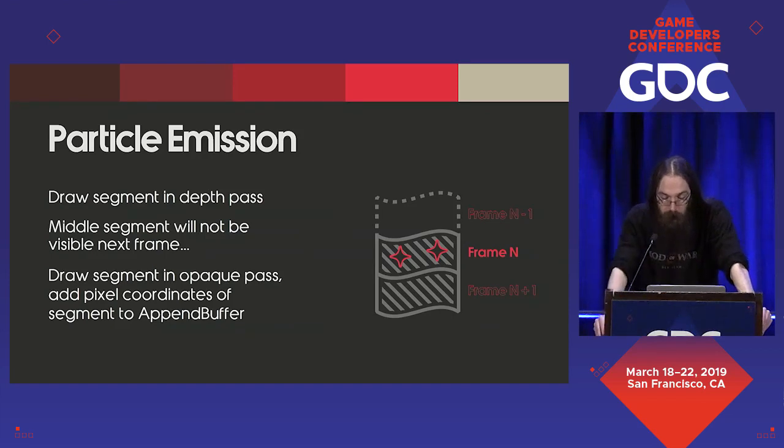We have determined the middle segment will not pass the reference test in the next frame, so we need to emit particles this frame to represent the invisible segment in the next frame. We start by taking the pixel coordinates of each fragment in the middle section and add them to the append buffer.